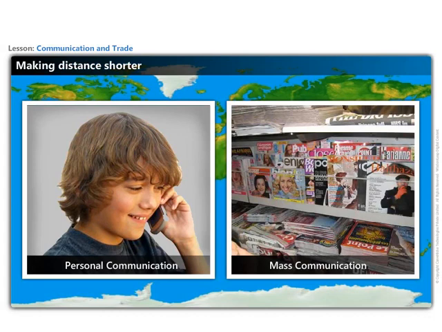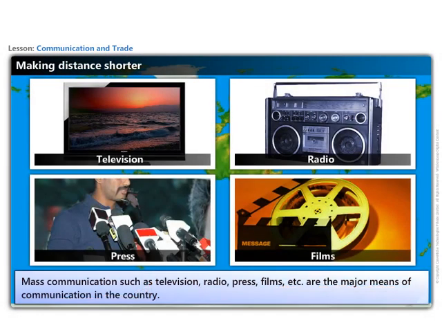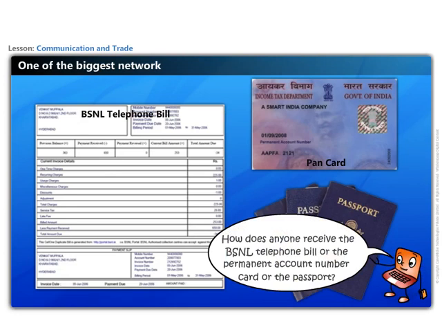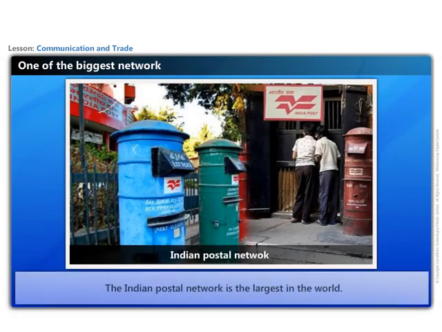Communication can be personal communication and mass communication. Mass communication such as television, radio, press, films, etc. are the major means of communication in the country. How does anyone receive the BSNL telephone bill or the permanent account number card or the passport? These are sent through the Indian Postal Department.